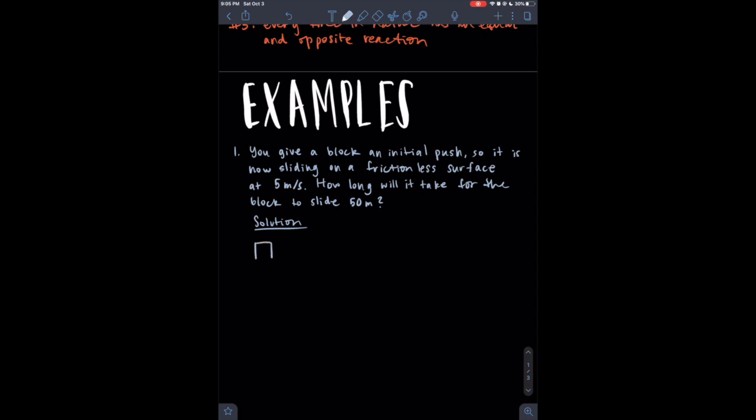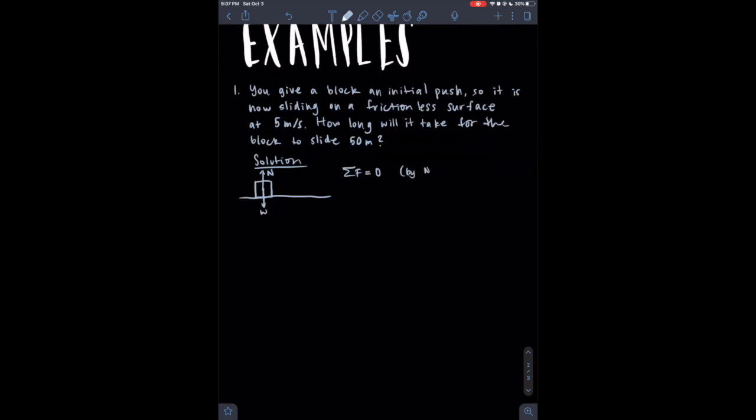We can first draw the free body diagram. The weight of the object is canceled out by the normal force. So the net force is equal to 0. And by Newton's second law, that also means the acceleration is 0. So the object is sliding at constant velocity, and also by Newton's first law, it will continue to slide at a constant velocity.